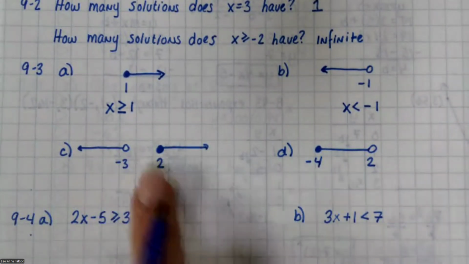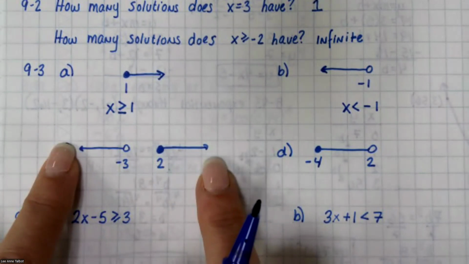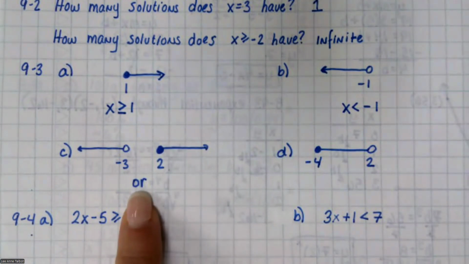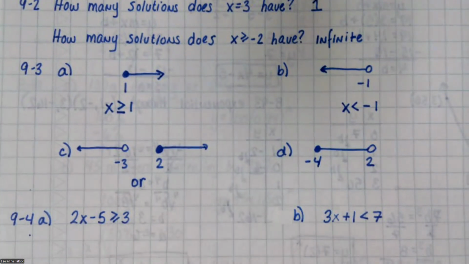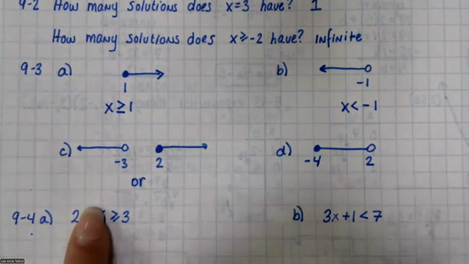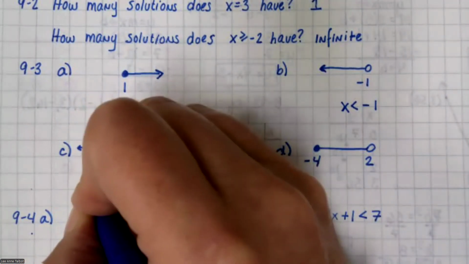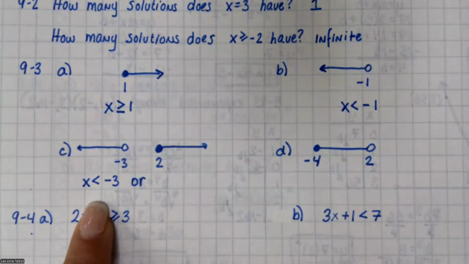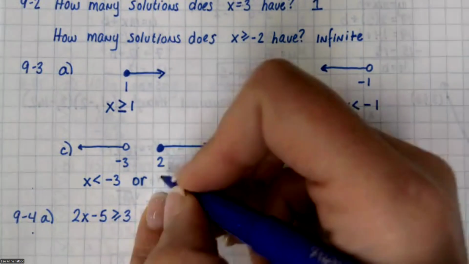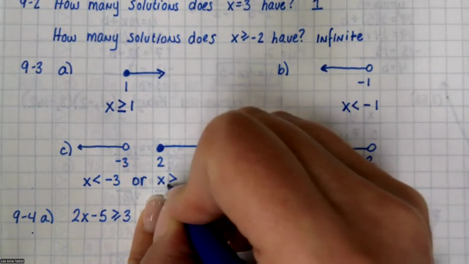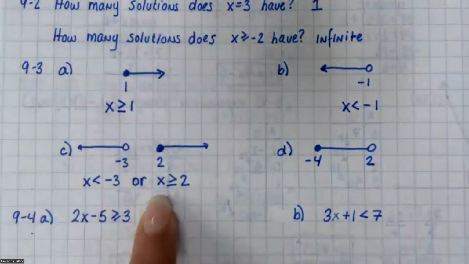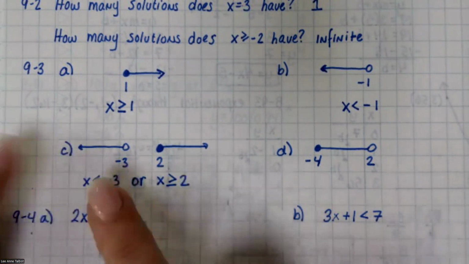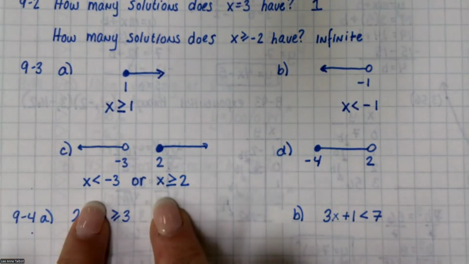Okay, now this one. This is 2 arrows going out, which means that it's an or situation. So between my 2 arrows, I like to write the word or. And then I do them separately. So this side is x is less than -3. And this side is x is greater than or equal to 2. So when there's 2 arrows going out, you write an or and then do them separately.